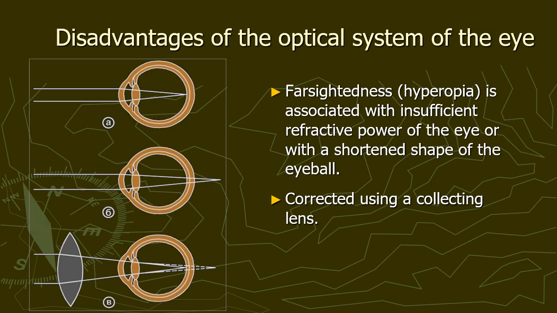As for farsightedness, in this case, we have an insufficient refraction of light rays. As I have already said, with age, this pathology is observed when our lens is characterized by a lesser ability to change its curvature, or there may be a congenital pathology, again, when the eyeball has a shortened shape.